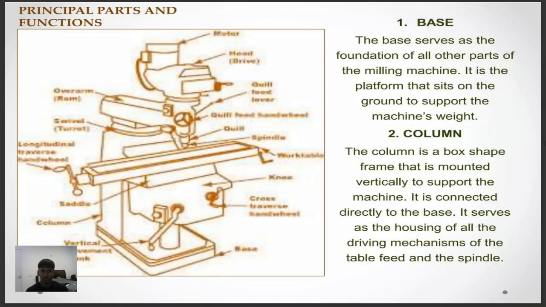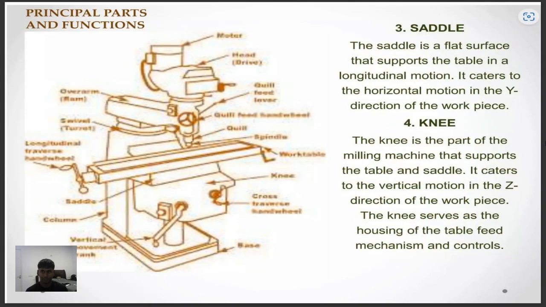Principal parts and functions. Base. The base serves as the foundation of all other parts of the milling machine. It is a platform that sits on the ground to support the machine's weight. Column. The column is a box shaped frame that is mounted vertically to support the machine. It is connected directly to the base. It serves as the housing of all the driving mechanisms of the table feed and the spindle.